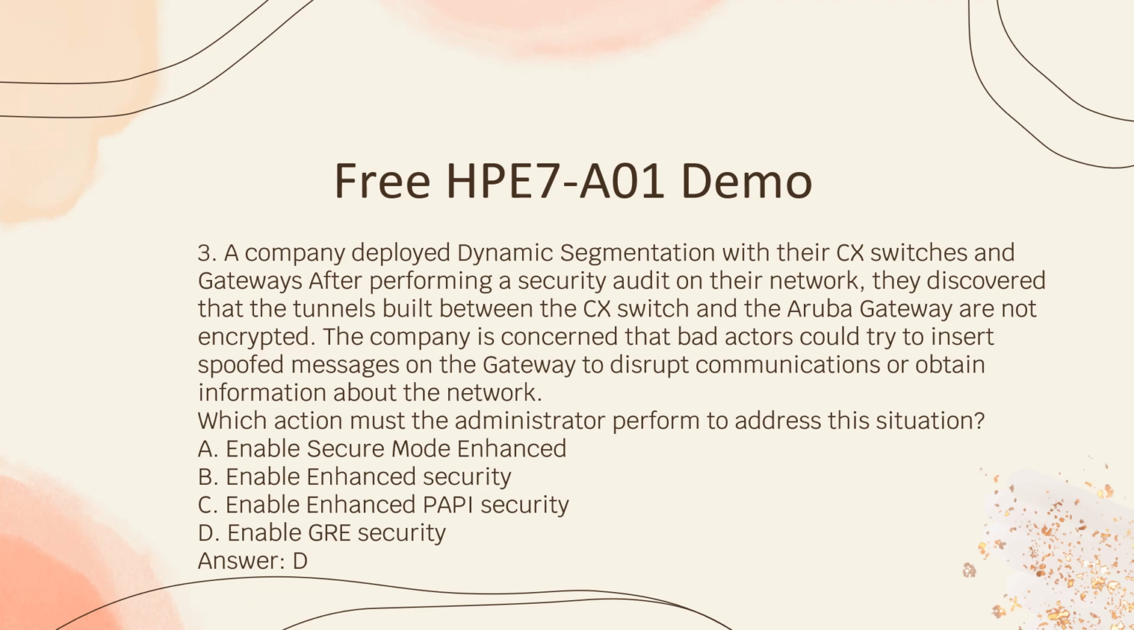3. A company deployed dynamic segmentation with their CX switches and gateways after performing a security audit on their network. They discovered that the tunnels built between the CX switch and the Aruba gateway are not encrypted. The company is concerned that bad actors could try to insert spoofed messages on the gateway to disrupt communications or obtain information about the network.